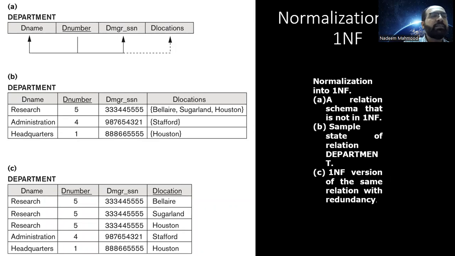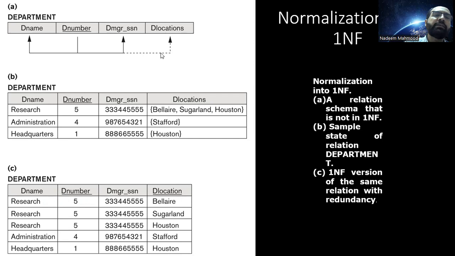Now here is one example. Let's assume that you can see over here the attributes of a relation called department: department name, department number, department manager SSN, and locations. According to this figure, D number is a key, and from D number you can determine D name. That is the one FD we have. The second functional dependency is that from D number we can determine manager SSN. Yes, this is correct. And the other dependency is with the dotted line, and it says that D number can determine the location.